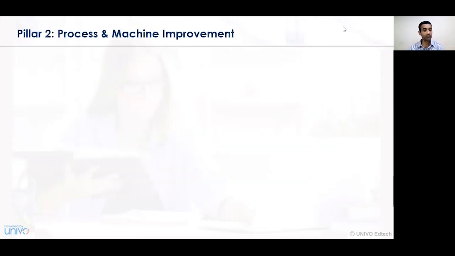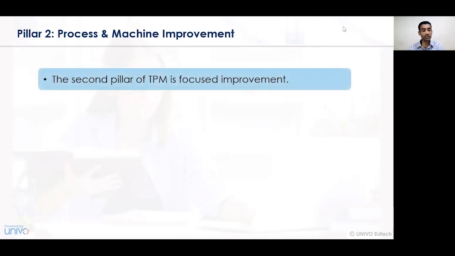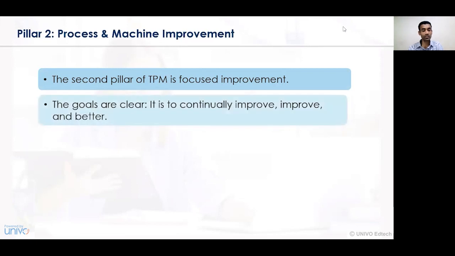Now let's understand the second pillar, that is process and machine improvement. The second pillar focuses on the concept of process and machine improvement, which is always the concept of focused improvement. So the second pillar of TPM is termed focused improvement.